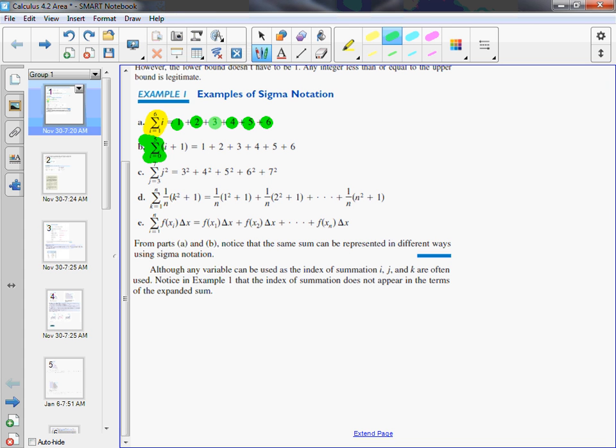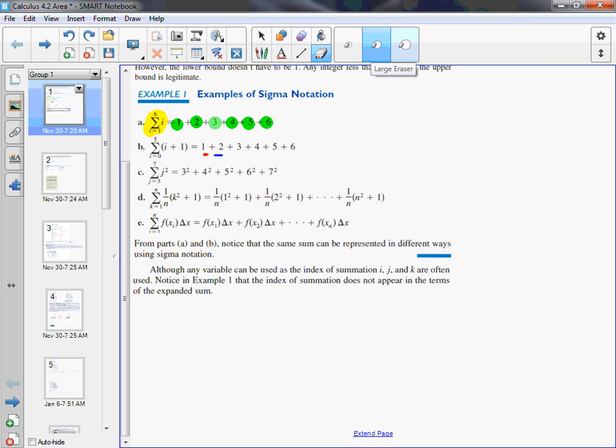And our terms aren't just I anymore. Each of our terms looks like I plus 1. So we start counting at 0. So if I replace that I with a 0, our first term is 0 plus 1, 1. Then I count up to the next number. Our next number is a 1. So I replace that I with a 1. So our next term is 1 plus 1, 2.